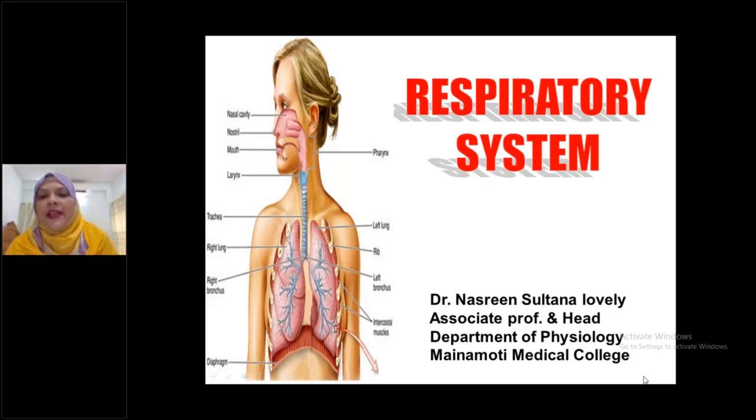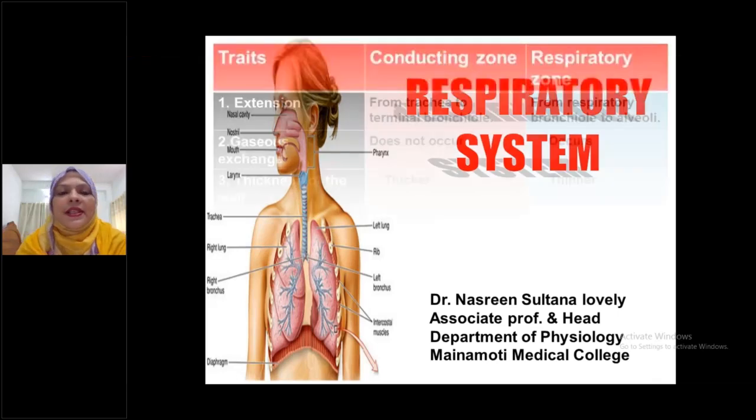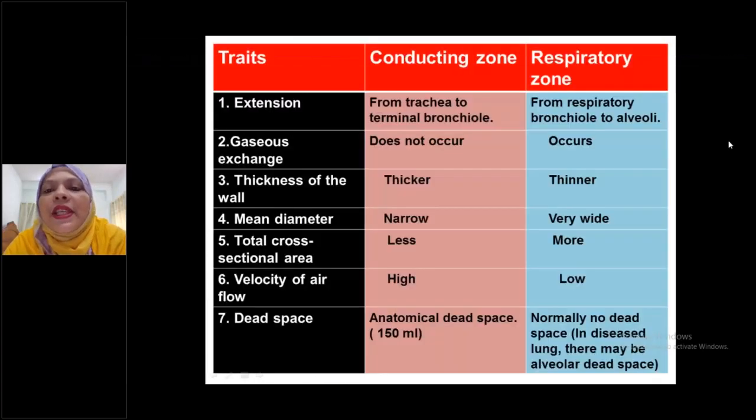Okay, we are studying respiratory physiology, and today we will continue this topic. In previous classes, we discussed the physiological division of the respiratory passage. That is, physiologically, the respiratory passage is divided into two parts: conducting zone and respiratory zone.